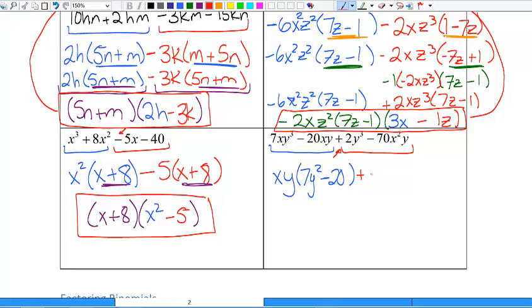The GCF between 2 and 70 is 2. The GCF between y cubed and x squared y is just y. So that leaves me with y squared minus 35x squared. Now, are these two parentheses the same in the blue group and the red group? 7x squared minus 20 and y squared minus 35x squared.